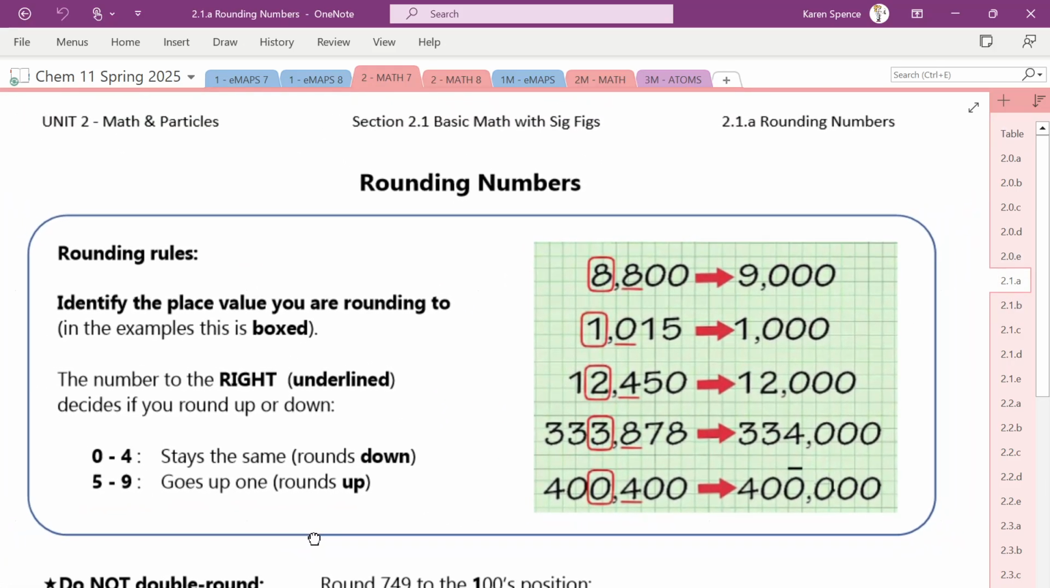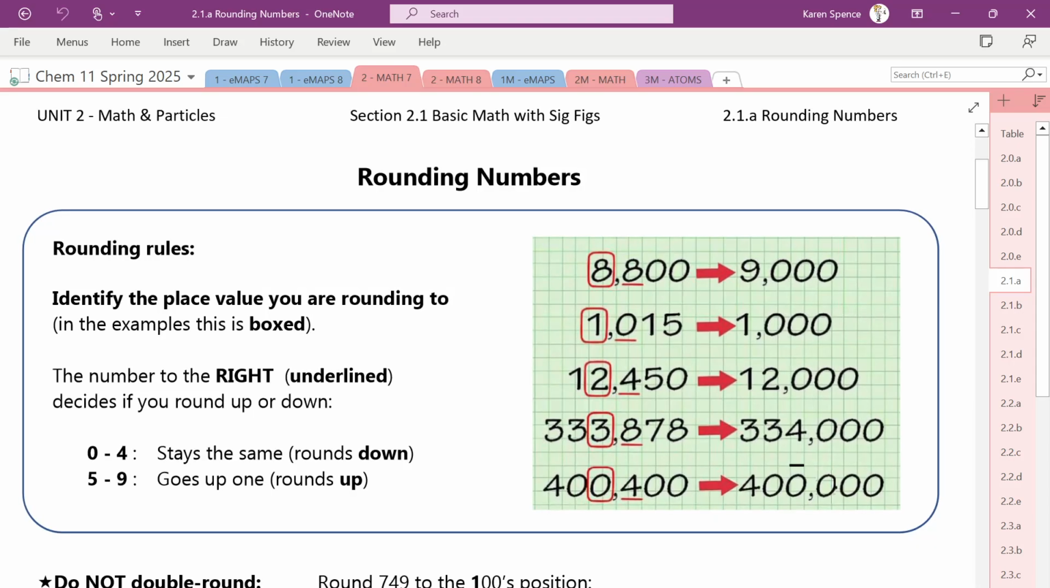Okay, now mostly rounding numbers is easy. It's very much like what you've done in math, but there's just a couple little tweaks for chemistry.